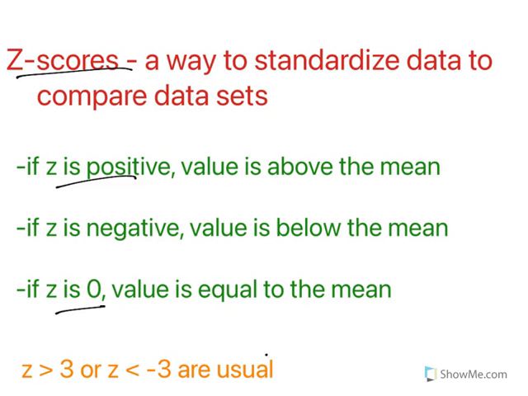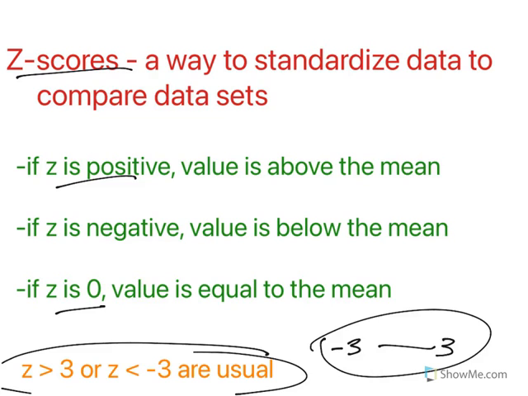One thing I want to note here is that a z-score that's greater than 3 or less than -3 is unusual, right? So most of our z-score values are between -3 and 3. This is usual or normal.